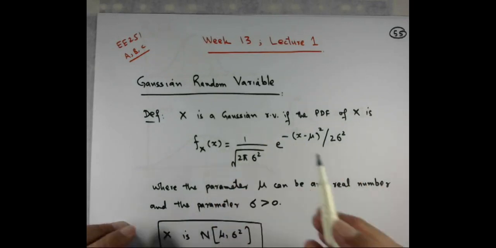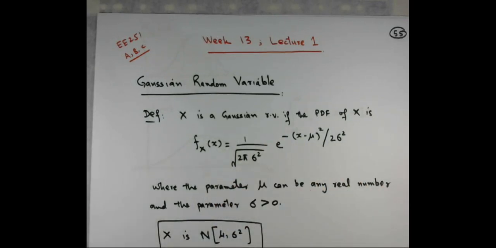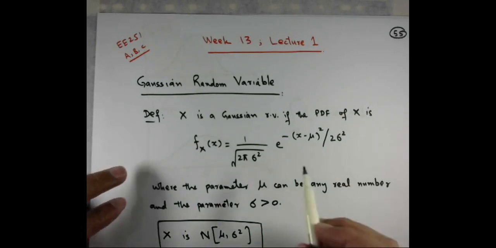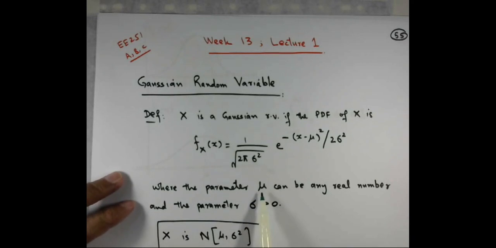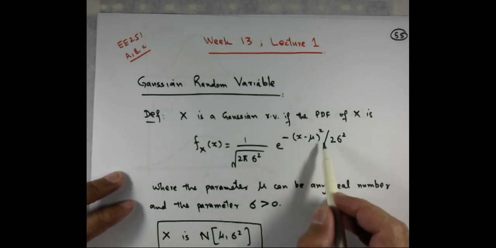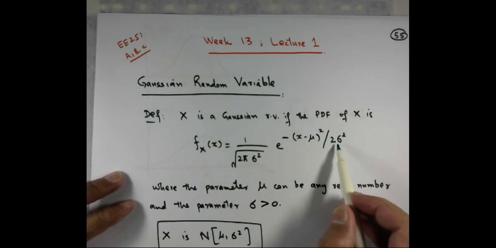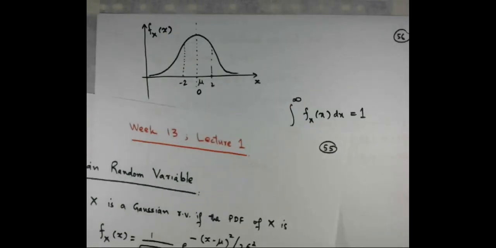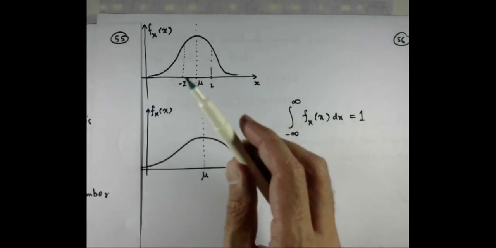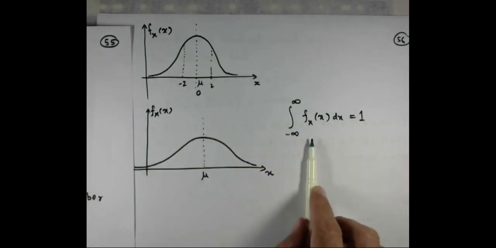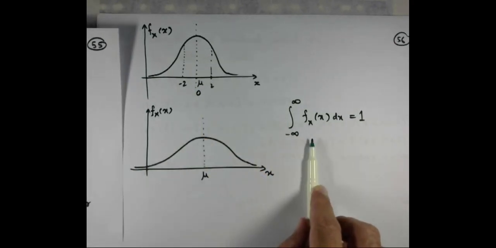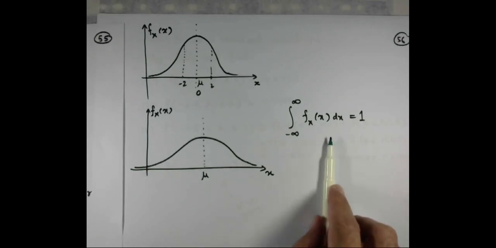This is the expression. We do not need to worry about how it was derived. This is the expression of Gaussian PDF. The parameters mu and sigma are basically the mean and standard deviation. So the sigma square is the variance. This Gaussian distribution is always symmetric about the mean value. The total area under any PDF, and it includes Gaussian distribution as well, is always equal to 1, and this is how you calculate it.